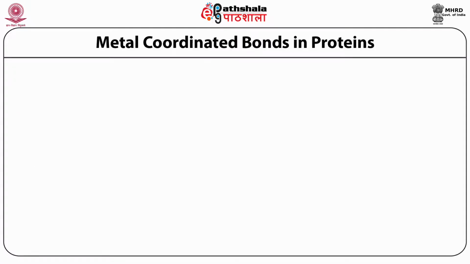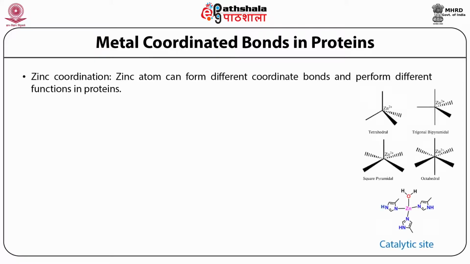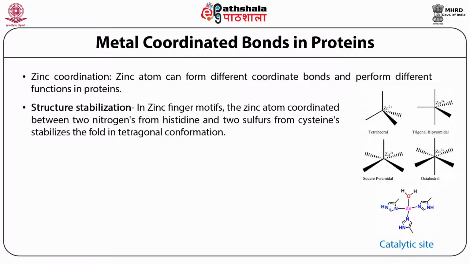So I will list several examples of metal coordinated proteins. For example, you have zinc coordination. A zinc atom can form different coordinate bonds and perform different functions in proteins. The first example is structure stabilization, that is the zinc finger motif. The zinc atom coordinates between two nitrogens from two histidine side chains and two sulfurs from cysteines and stabilizes the fold to form a tetrahedral conformation. The small two beta strands which form a beta sheet and a small helix, this motif is stabilized by the zinc atom.